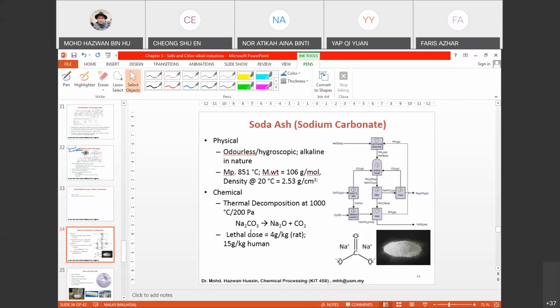So the thermal degradation of sodium carbonate, you will see that when you heat sodium carbonate, it can form sodium oxide plus carbon dioxide. And the consumption of sodium carbonate will be lethal, will be deadly if 4 grams per kilo for rats and around 15 grams per kilo for human. Okay.